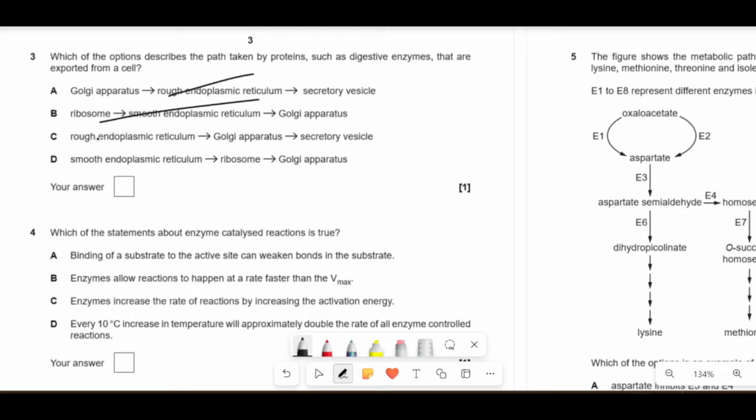Rough endoplasmic reticulum has ribosomes, and the endoplasmic reticulum can also fold and help process proteins, so that adds up. Golgi apparatus can package them, that adds up. And then secretory vesicles, well, that means they can be packaged and moved to wherever they need to be, so that adds up. Smooth endoplasmic reticulum, again, is lipids, so nope, so it's C.